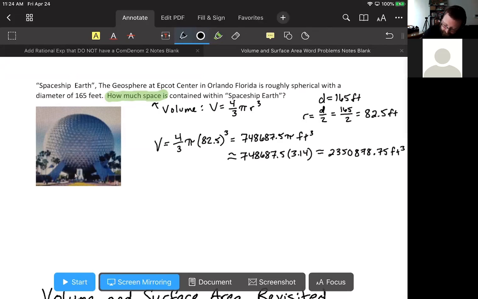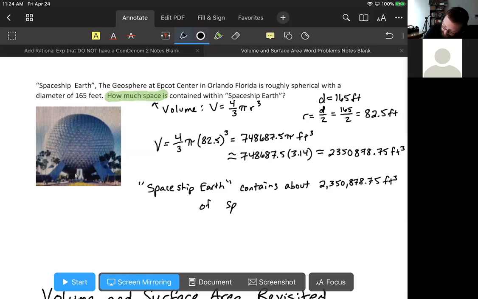So we would say Spaceship Earth contains about 2,350,878.75 cubic feet of space.